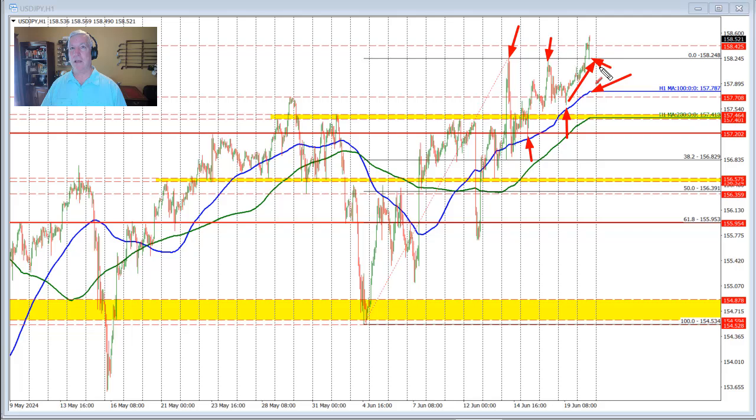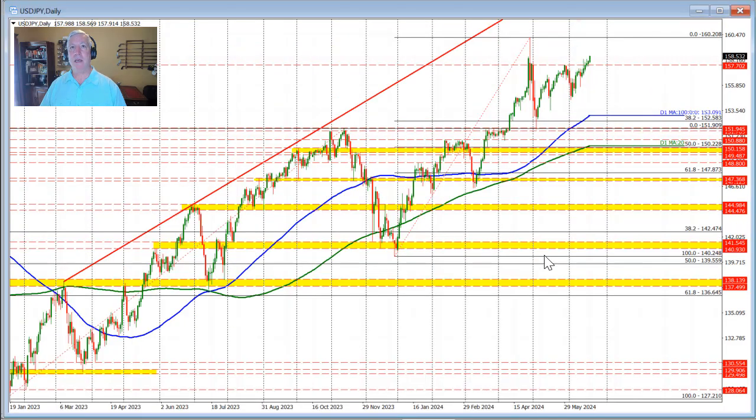So there are two key levels here on the downside. Absent that, the buyers remain more in control in the dollar versus yen, regardless of what the Bank of Japan says. They may intervene. Then we'll see the price move below those levels in that case.